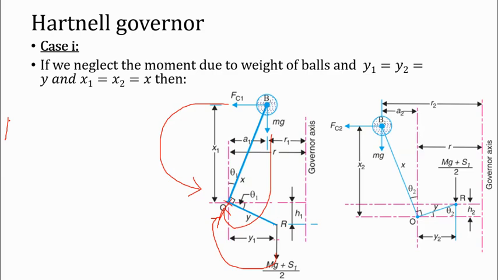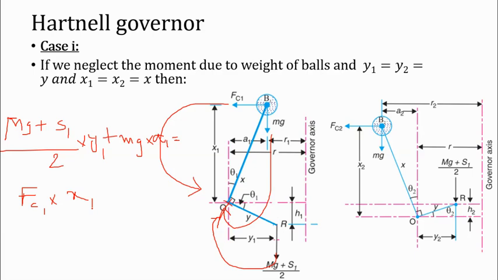So how does the equation come? I will write all the clockwise couples on the left side. So (Mg plus S1) by 2 into y1 plus, this is clockwise, the other one small mg into a1, is equal to the anti-clockwise Fc1 into x1. This is how it comes. Okay, are we clear now?